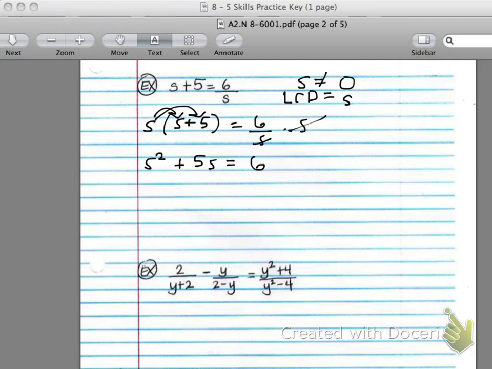Well, it's from the textbook, so it is evil. Okay. Now, what do I need to do now? Yeah, I get 6 on the other side. What are we creating? We're creating a quadratic. So this becomes minus 6 equals 0. So now we have s squared plus 5s minus 6 equals 0.